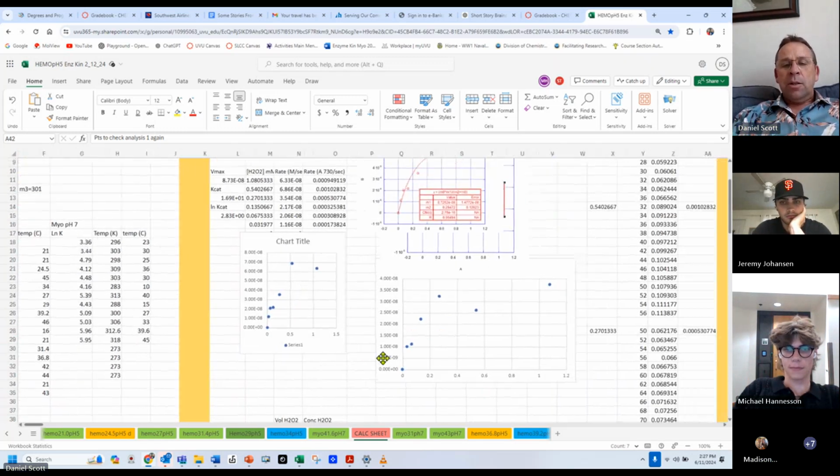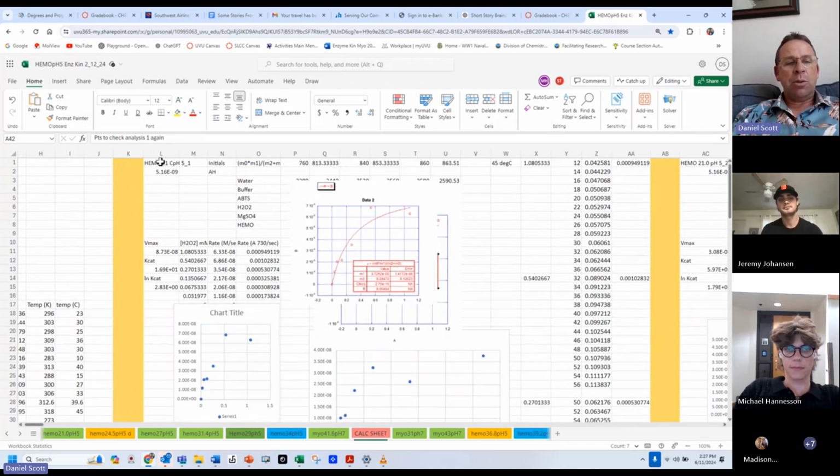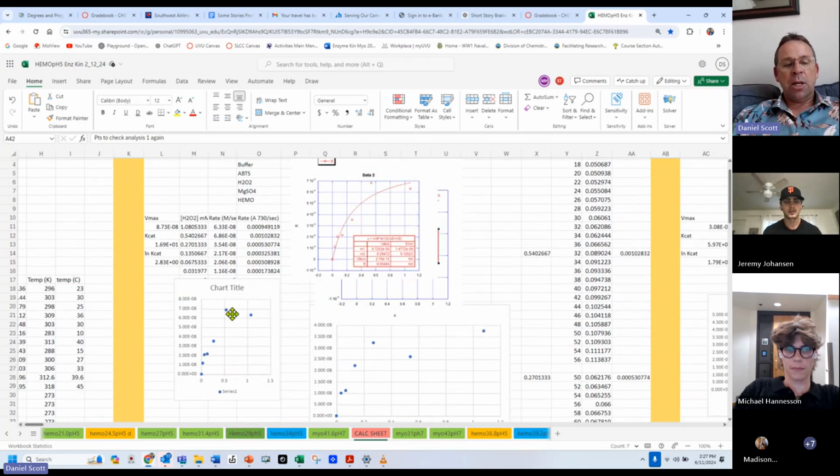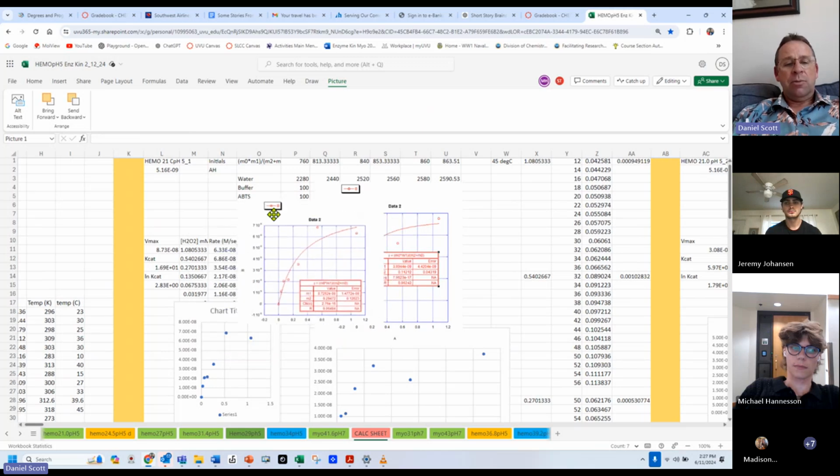Okay. So after we get the data, here's another set, Myo 21, pH 5, the first one. This is what the resulting data look like from those linear fits. Then we fit it into a program that will give us the Michaelis-Menten curve here.